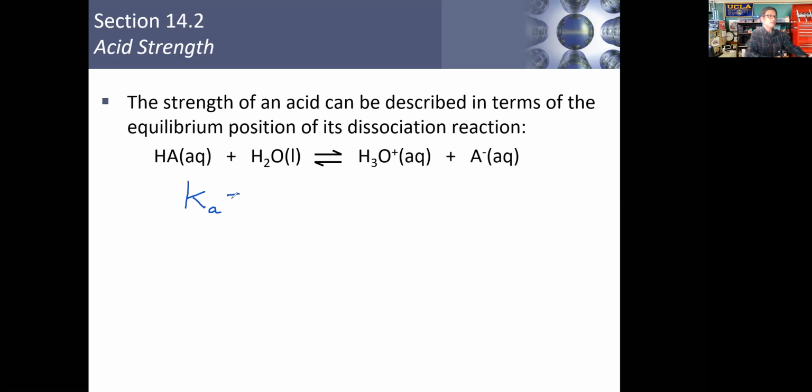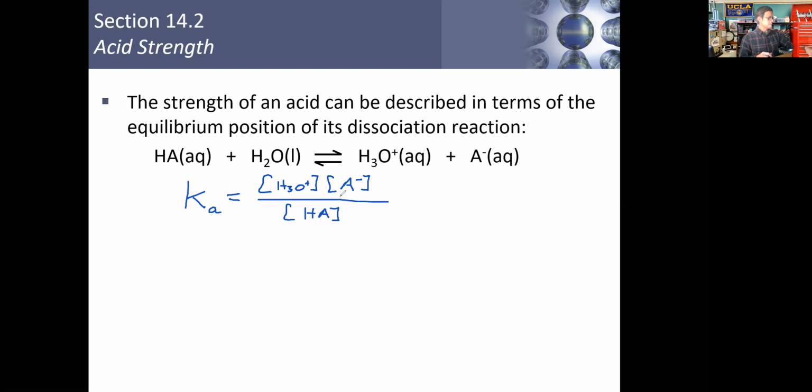So we can write the law of mass action for this particular reaction, which we have done before. We have the hydronium ion in the numerator, along with the conjugate base in the numerator, and then the undissociated acid in the denominator. And we leave water out, remember, because this is a pure liquid. So this is the equilibrium constant for this particular reaction, and that's how we write it. We did that yesterday.